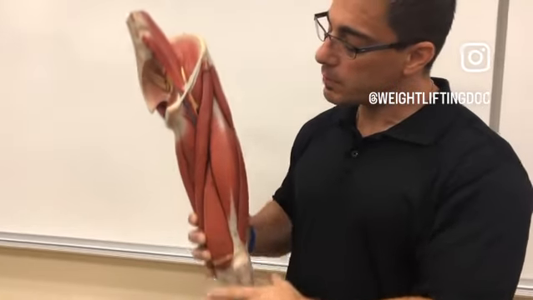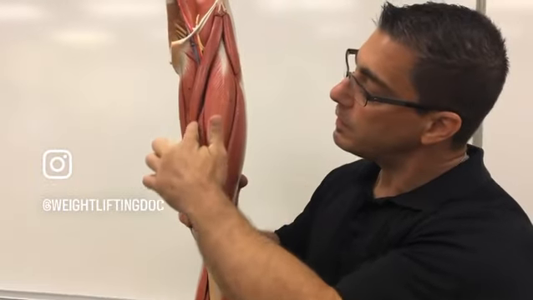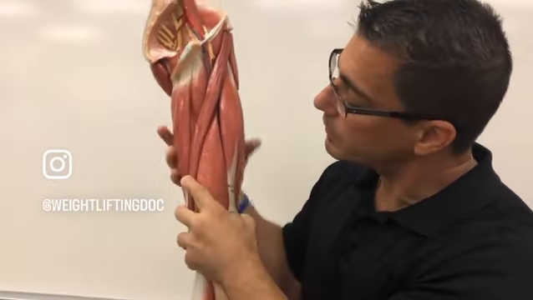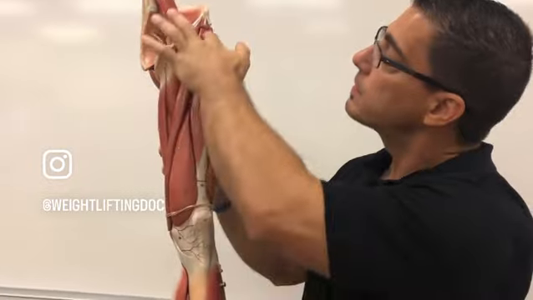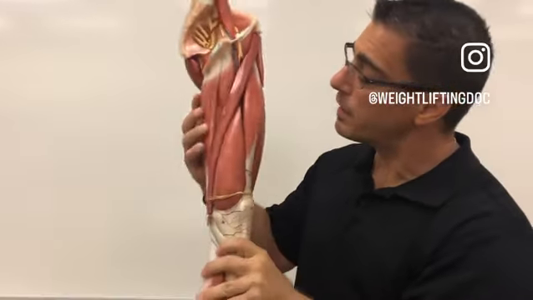Then we want to come down into the leg, and we're going to use kind of a reference point again. And the reference point here, we're going to use this muscle, this long muscle here. It's actually the longest muscle in the body. It's called the sartorius, okay? Let's go around the front side first.